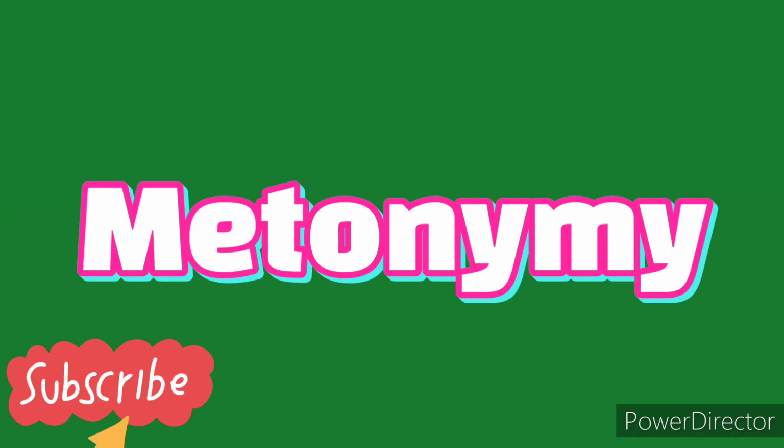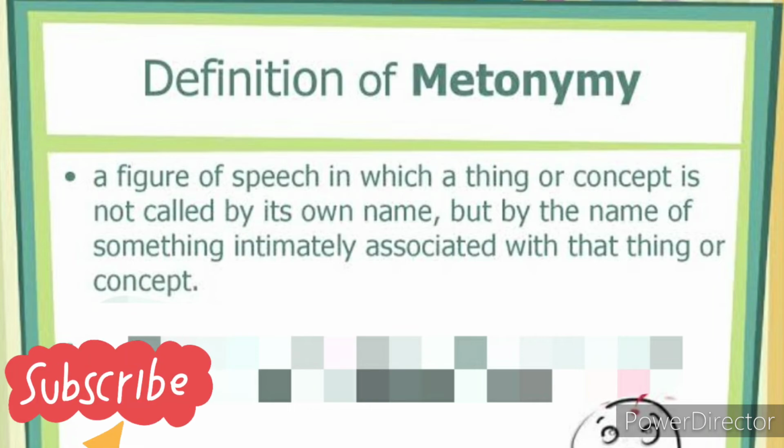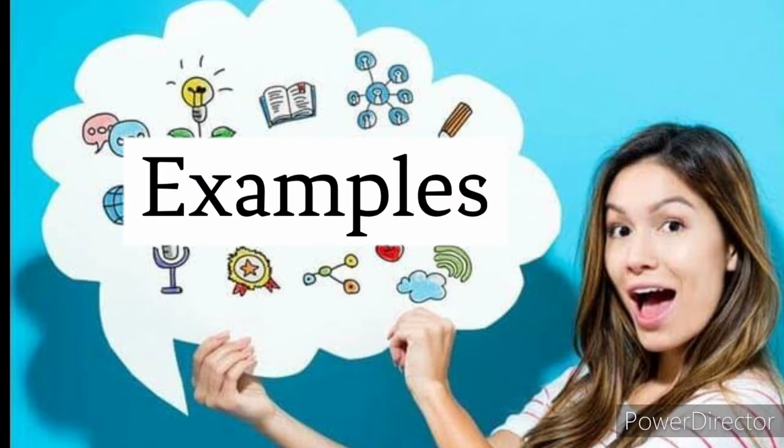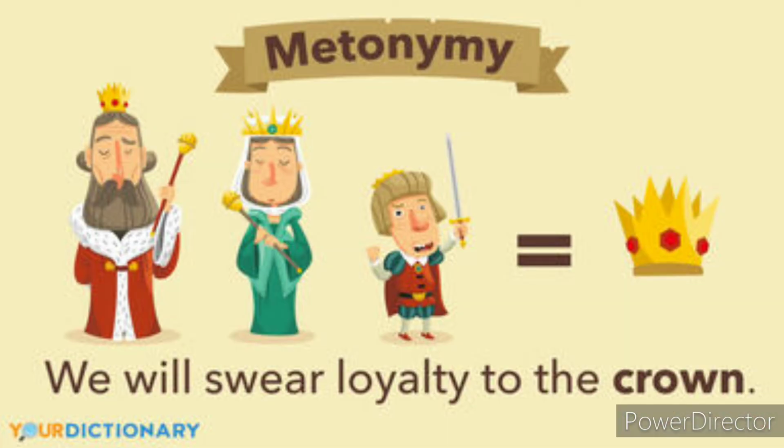Next figure of speech is metonymy, where a thing or concept is not called by its own name but by the name of something intimately associated with that thing or concept. Let's look at some examples. We will swear loyalty to the crown. Here, crown refers to the royal family.